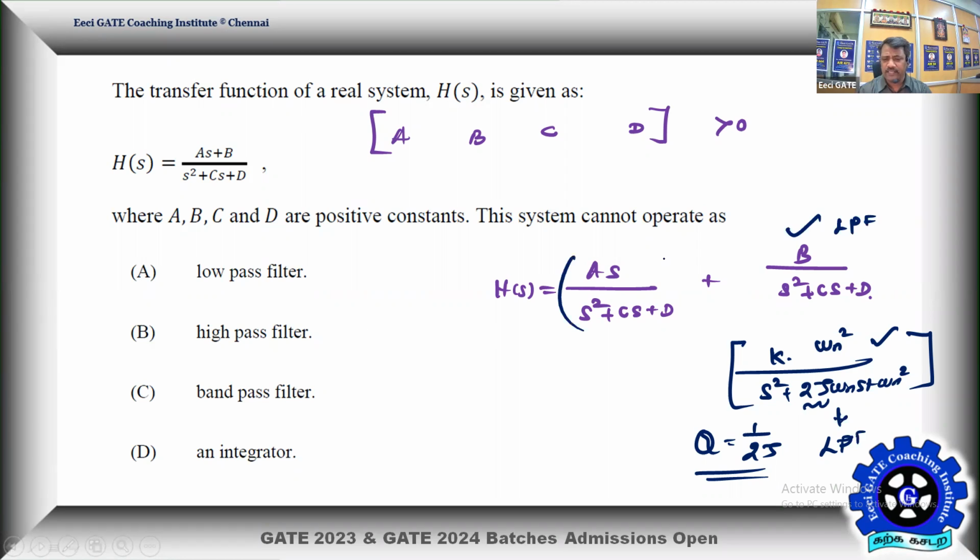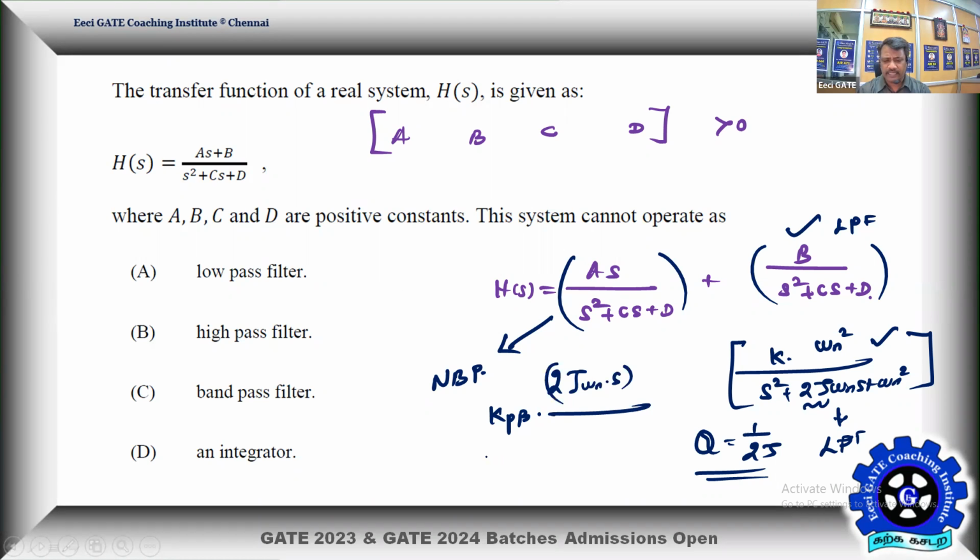And this one has s in the numerator. A constant in the numerator with a second order denominator is a low pass. S in the numerator is a narrow band pass. So this is a narrow band pass function that resembles K times the middle term in the numerator, that is 2ζω_n into s, the whole divided by the standard denominator s² + 2ζω_n s + ω_n². This is your narrow bandpass function.